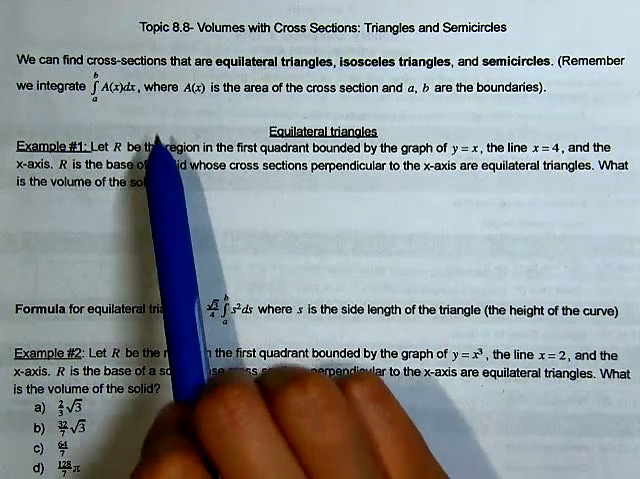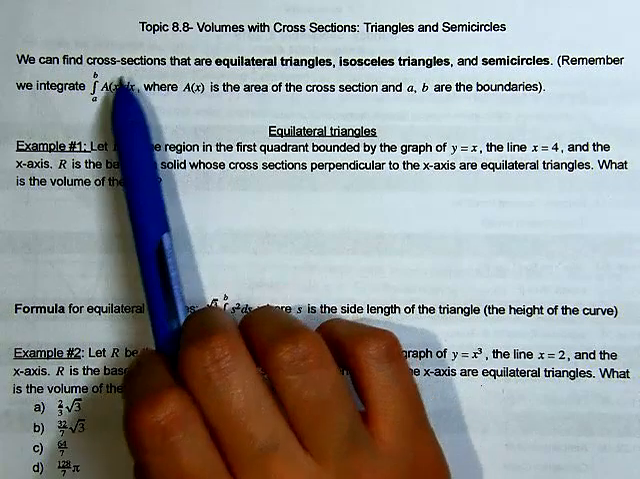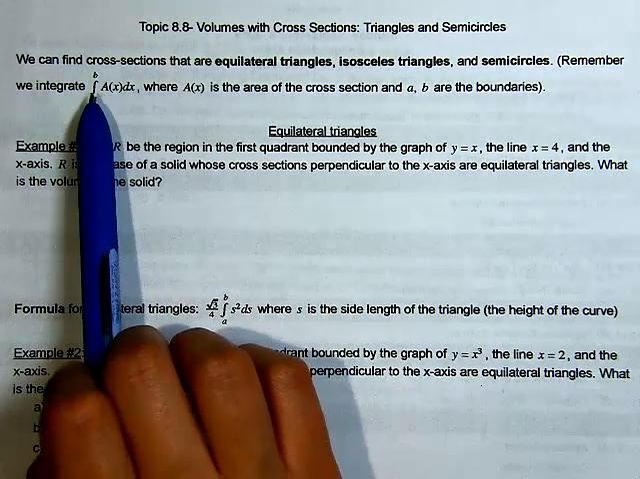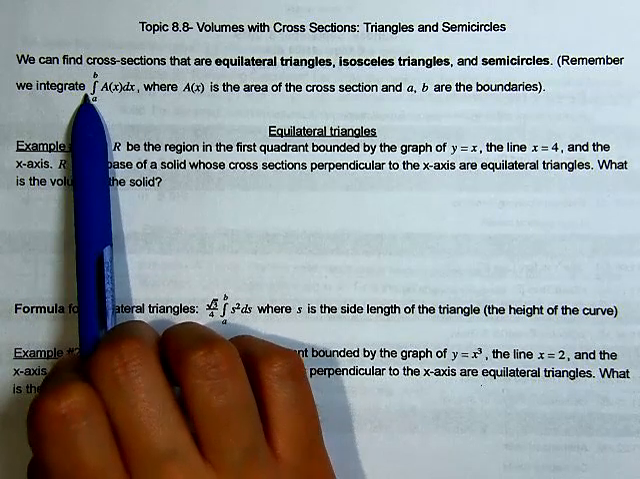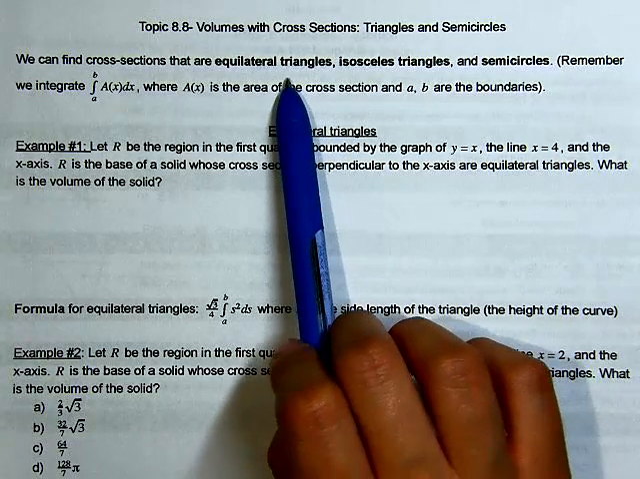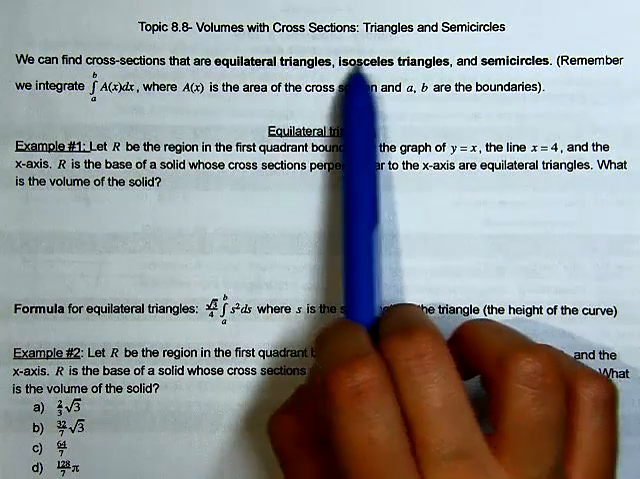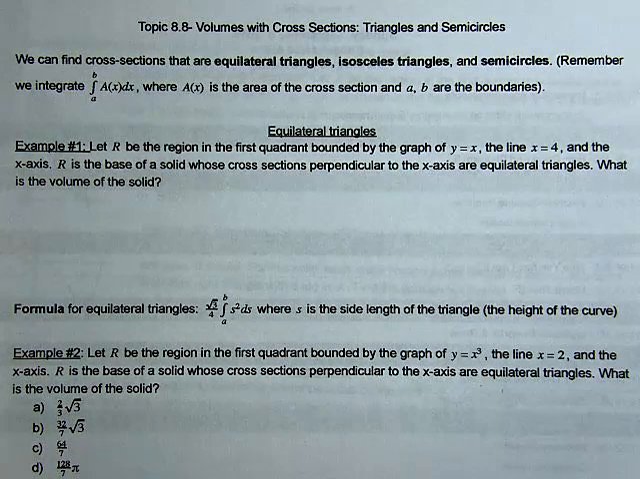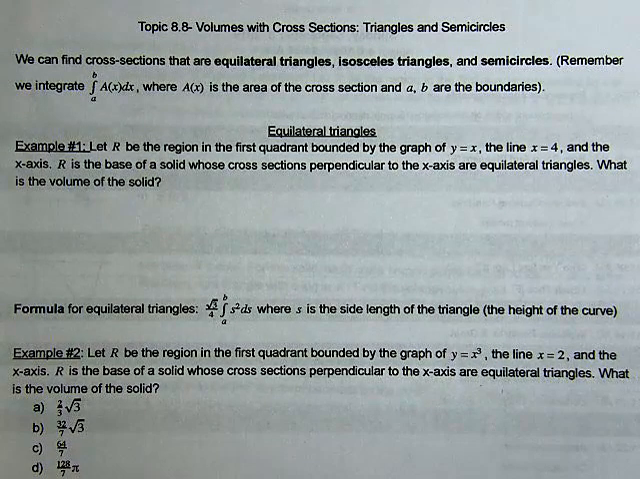So last time what we did is we pulled out a slice, in other words, a cross section. We found the area of that single cross section, and then we found the area of all the cross sections added up by using the integral. So this time, today, we are going to do something very similar. However, we need to find area of equilateral triangles, isosceles triangles, and semicircles. So your warm-up today was a refresher on finding area of triangles and area of semicircles.